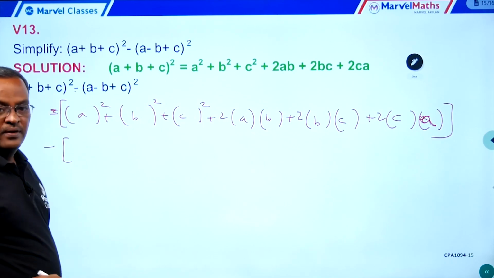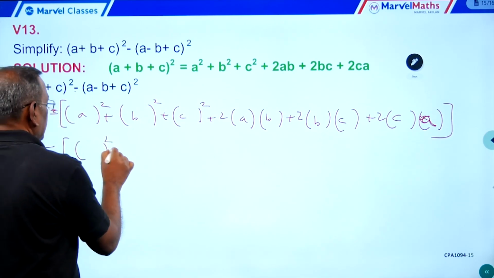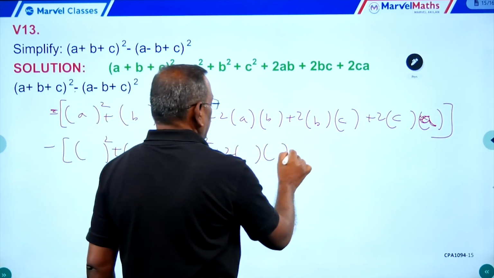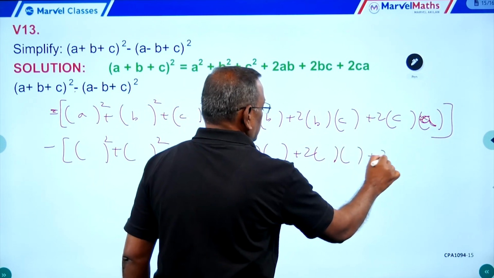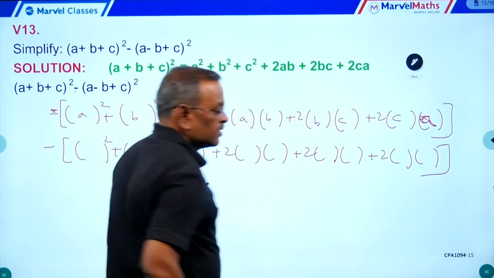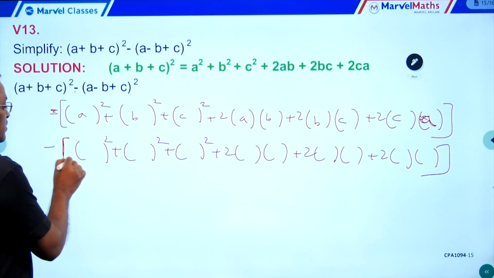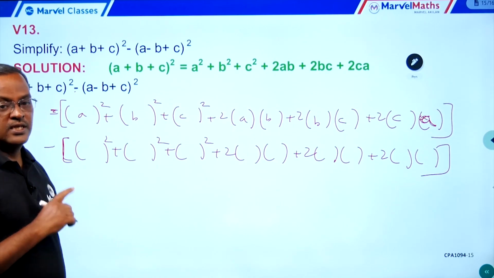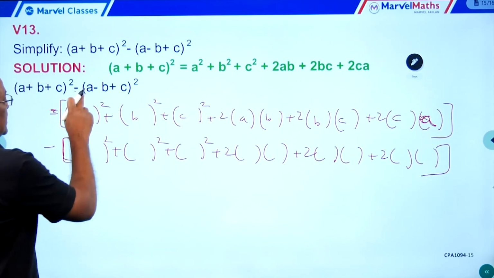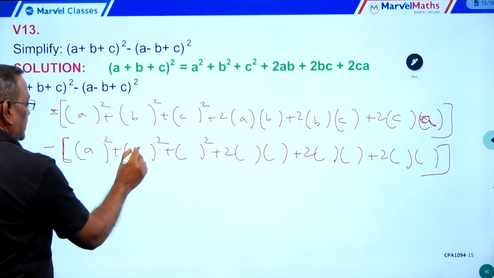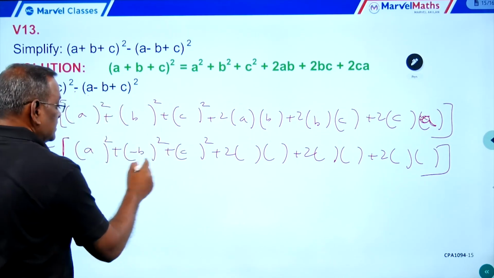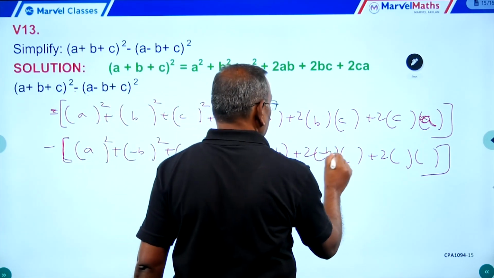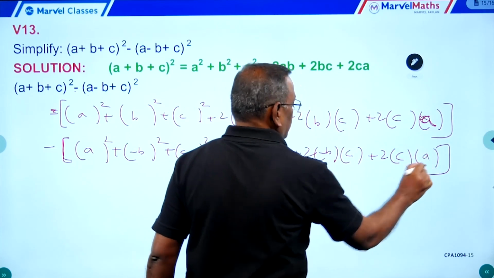Minus sign here. Again write the empty bracket: a square plus b square plus c square plus 2ab plus 2bc plus 2ca. This square bracket is very important. Using the bracket is always very important for this type of problems. Again, what are the bases? Here a, minus b, c. Don't forget this minus sign: a, minus b. Next, minus b, c, c, a.